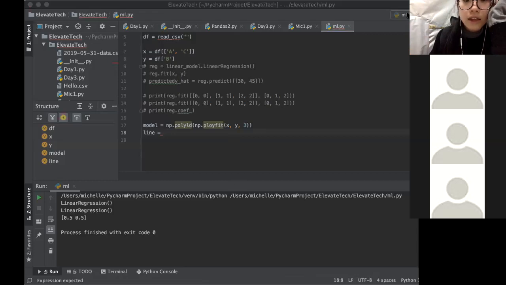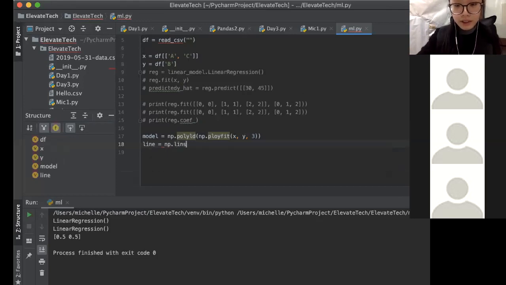So basically, the line should be np.linspace, and you're going to specify the start value. I don't have the exact start value now, so you need your start value, and you also want an end value. Then you say how many points you want to have, the point number.